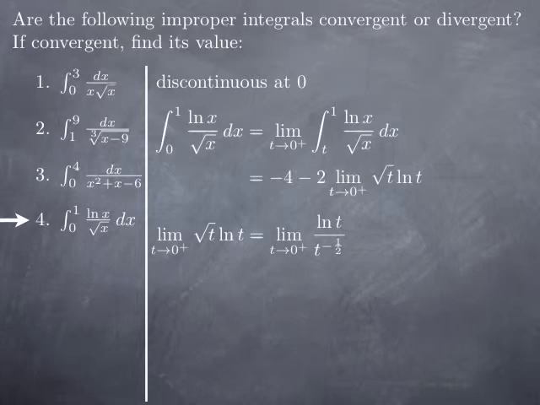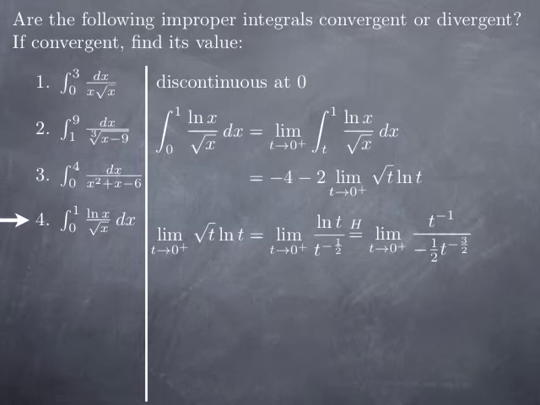That means the limit at 0 of this quotient of ln of t by t to the negative 1/2 is the same as the limit at 0 from the right of the quotient of the derivatives of these two functions. So the derivative of ln of t is t to the negative 1, the derivative of t to the negative 1/2 is negative 1/2 t to the negative 3/2, and this quotient should have the same limit at 0, according to the rule of de L'Hopital.